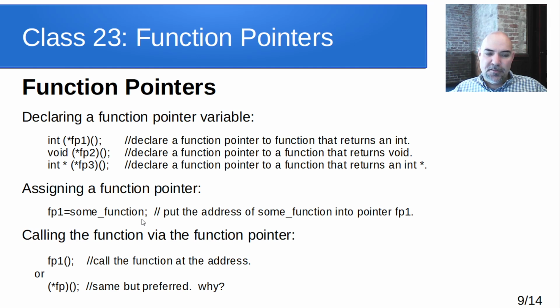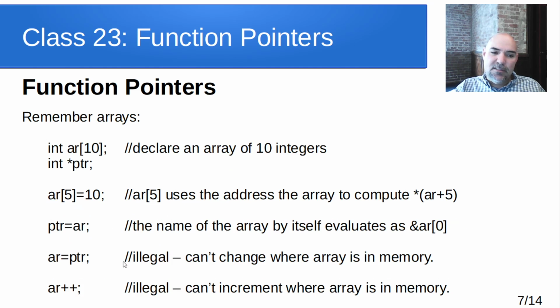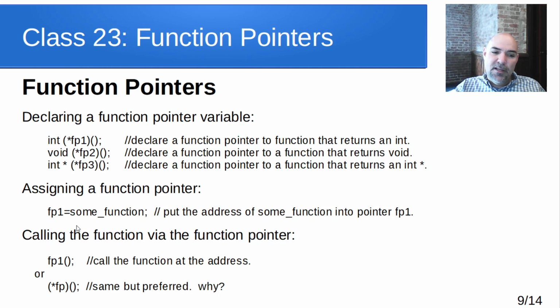Notice that sum_function would be the name of a function that we put by itself. We're not going to call the function. We're not going to index into it. We're not putting the ampersand on the front of it. We're actually just putting the name of the function by itself, because that evaluates as where in memory that function lives, the address of that function. Just like with arrays. The name of the array by itself evaluates as where that starts in memory. The name of a function by itself evaluates as the address of where that function starts in memory.